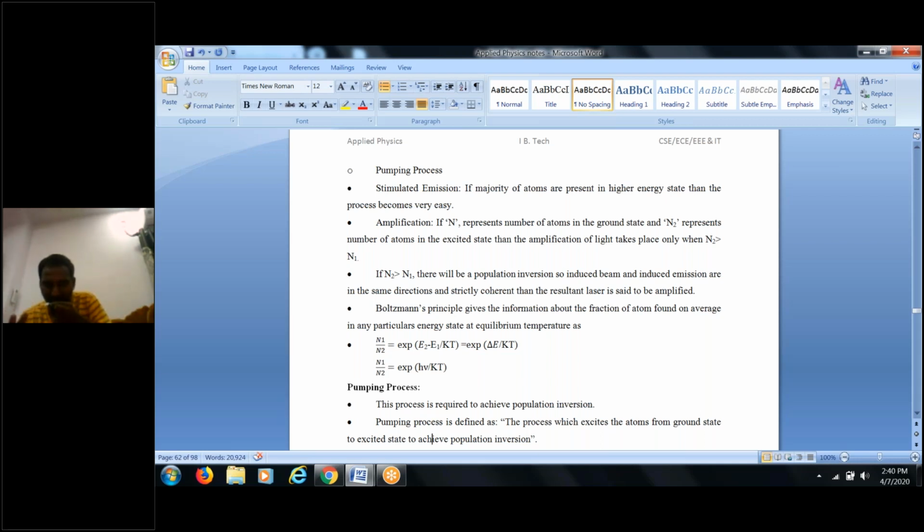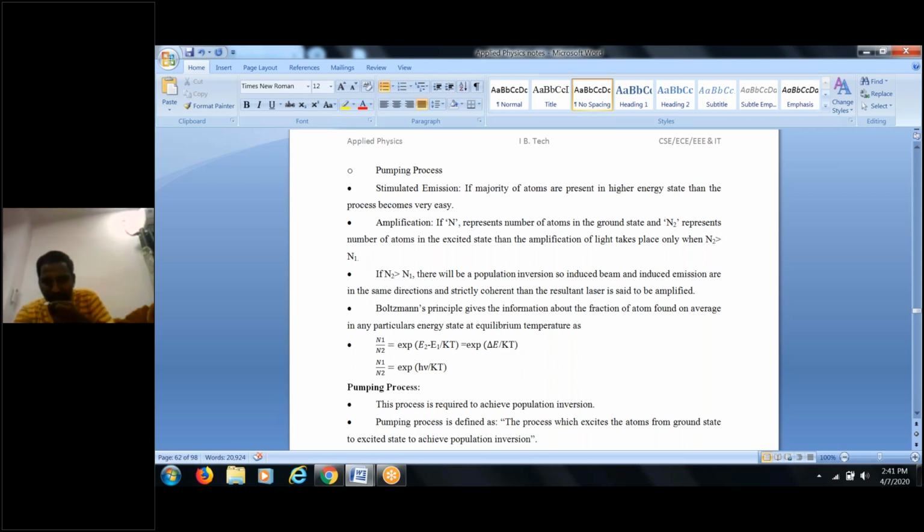What is meant by pumping? The electrons which are present in the ground state are pumped to the higher energy levels to achieve population inversion. It is called the pumping process. If there is no pumping, there is no population inversion. If there is no population inversion, there is no stimulated emission. If there is no stimulated emission, there is no coherent photon production. If coherent photons are not emitted, that light is not a laser light.